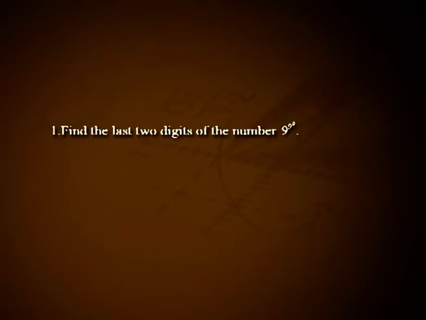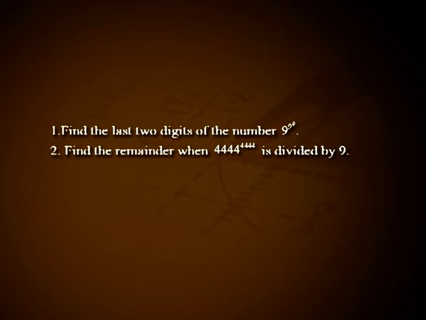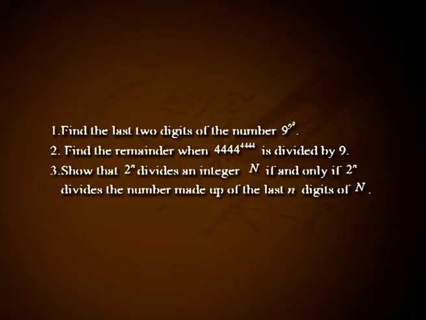Before going to the next session, let us try to answer these questions. Find the last two digits of the number 9^(9^9). Find the remainder when 4444^4444 is divided by 9. Show that 2^n divides an integer N if and only if 2^n divides the number made up of the last n digits of N.